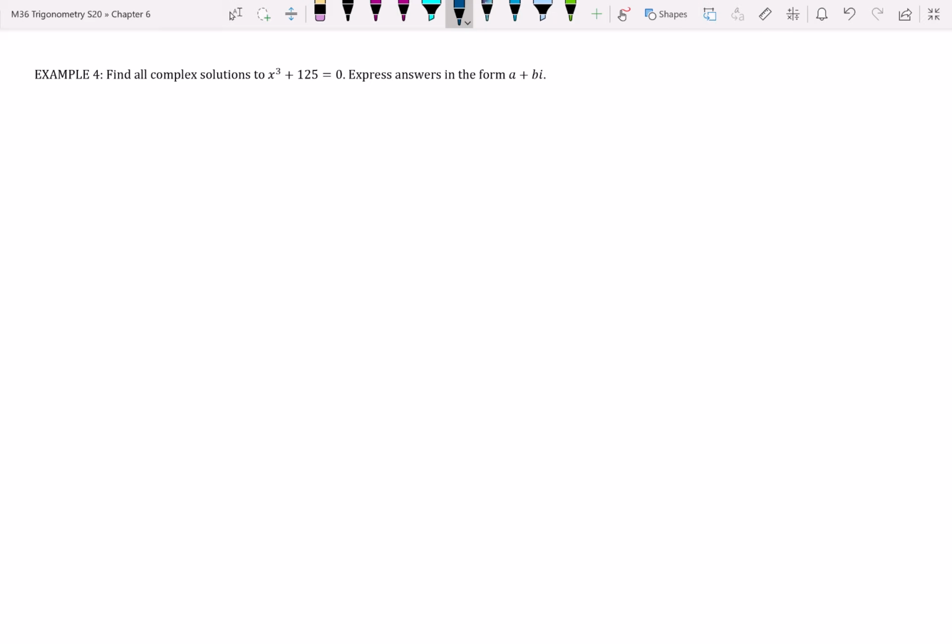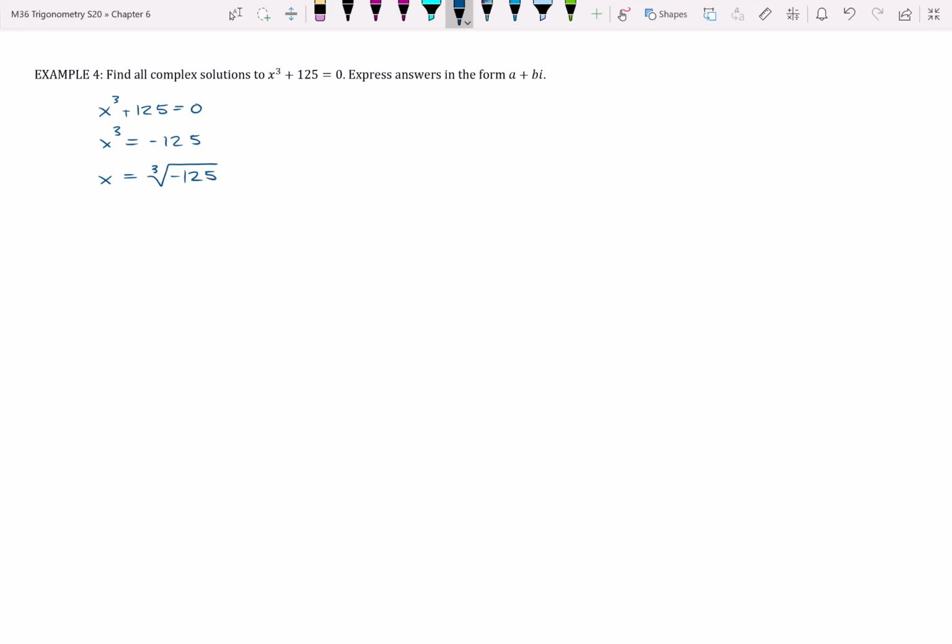I'm just going to treat it as a regular problem. So we have x to the third power plus 125 is equal to 0. I'm going to try to solve for x here. So I get x to the third power is equal to negative 125. Then I'm going to take the cube root to isolate x, and so I get x is equal to the cube root of negative 125.